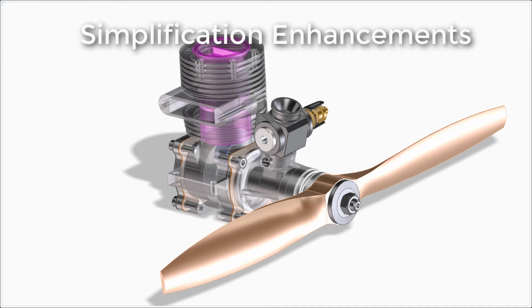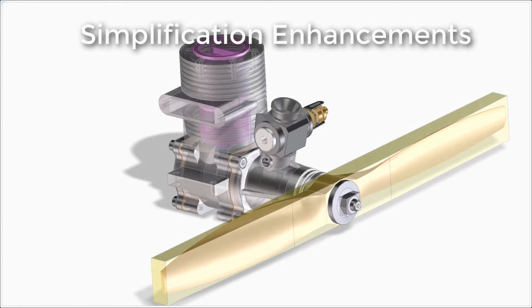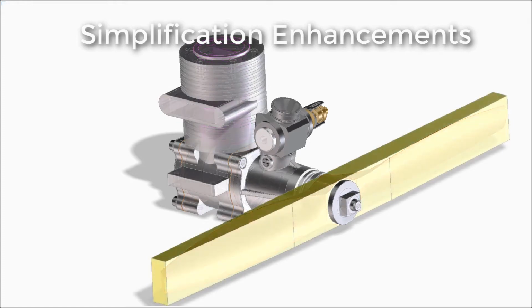In Creo Elements Direct Modeling 20.5, the Simplification module sees 5 key enhancements that make the simplification process more flexible, more robust, easier to automate, and more accurate.